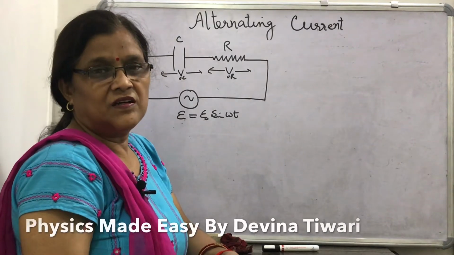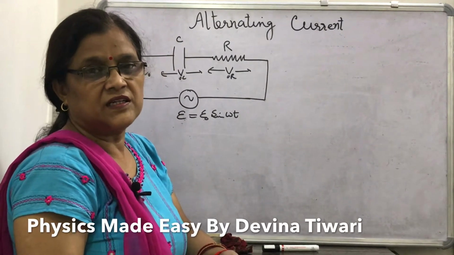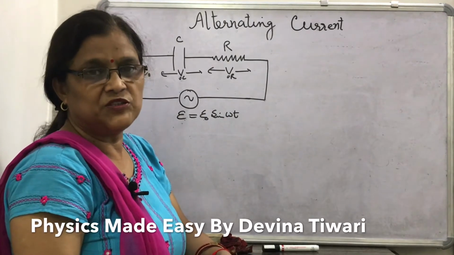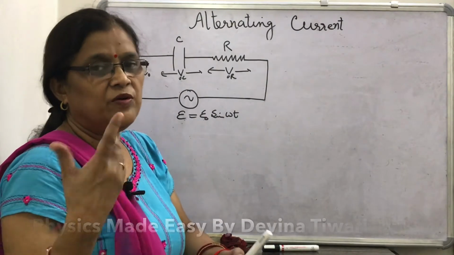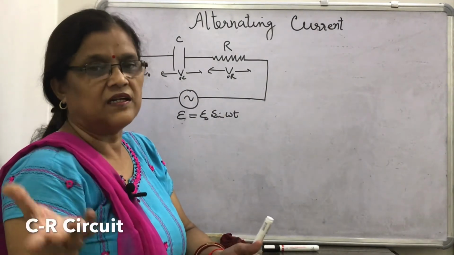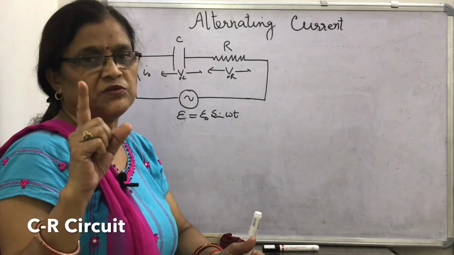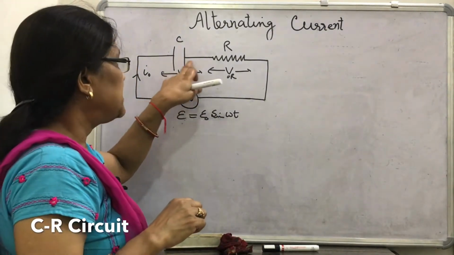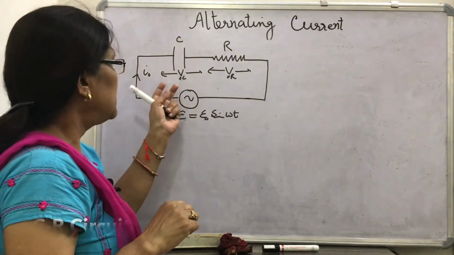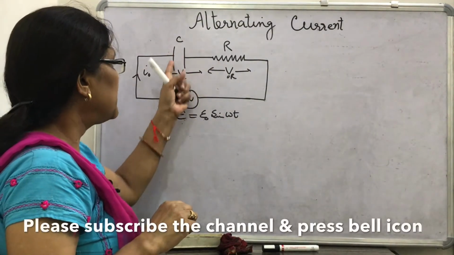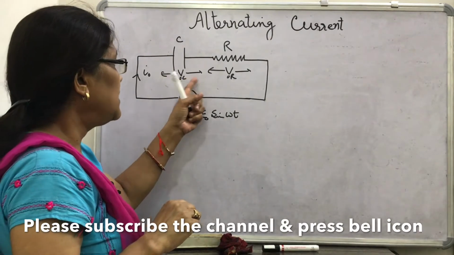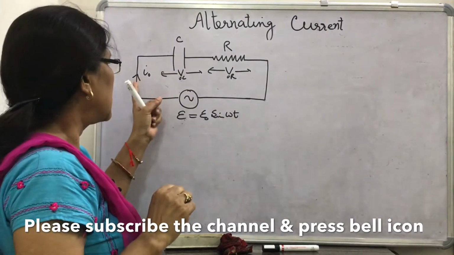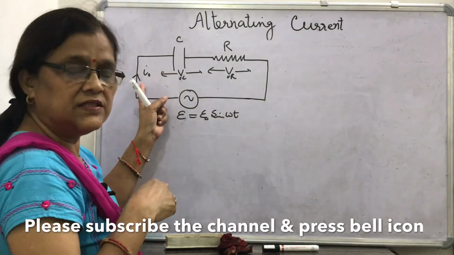Welcome viewers. Like the previous LR circuit, where both inductor and resistor were connected in series with the AC source, today we will have a new combination: a capacitor and resistor connected in series with the AC source. I have shown here the AC source connected with capacitor and resistor in series. The peak voltage across the capacitor is V naught C, that across the resistor is V naught R, and the current flowing through the circuit is I naught.